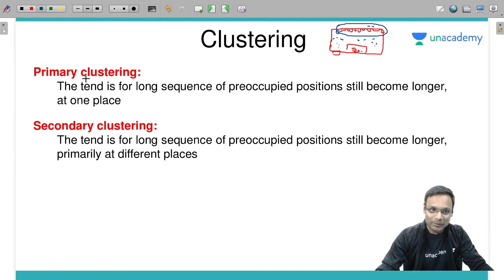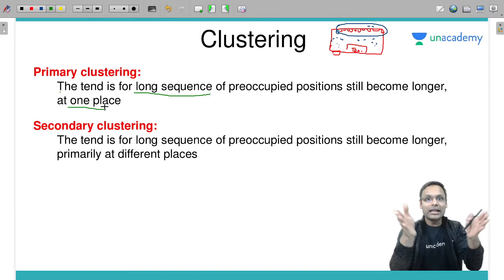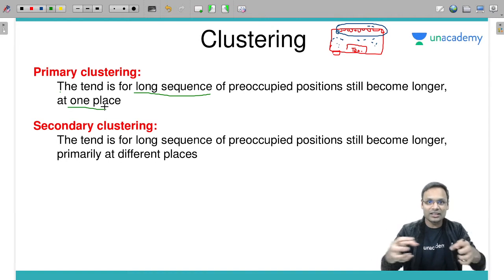Okay, so what is primary clustering? Let me tell you the definition. The trend is for long sequences of preoccupied positions to become longer at one place. So preoccupied positions, a long sequence we have, and that is even becoming longer. Why? Just because all the incoming keys are being inserted around it only.